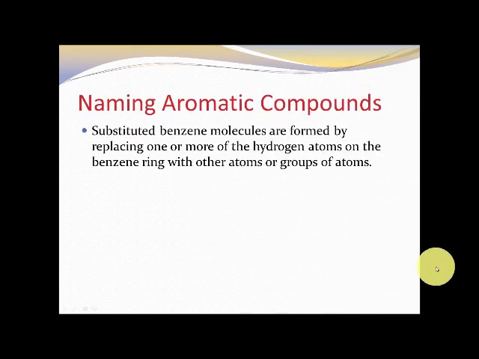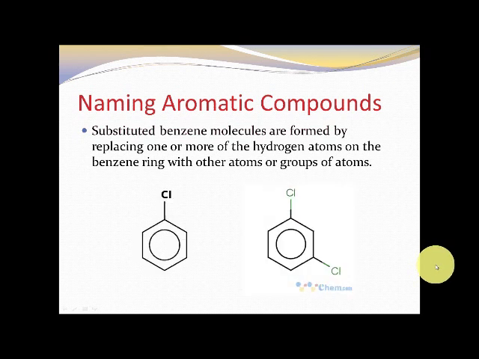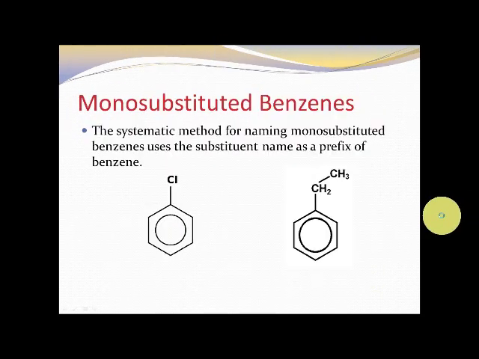So to name an aromatic compound, the substituted benzene molecules are formed by replacing one or more of the hydrogen atoms on the benzene ring with other atoms or groups of atoms. So just like before, we could have chloros, we could have bromos, we could have methyls, all that kind of stuff. Monosubstituted benzene would mean that we can use the substituent name as a prefix of the benzene. So if there's one chlorine, we could just use chlorobenzene, because since it's in a ring, we don't really have to count necessarily. Or this one would be ethylbenzene because it has an ethyl group off of it.